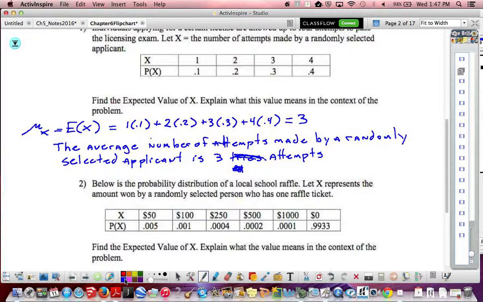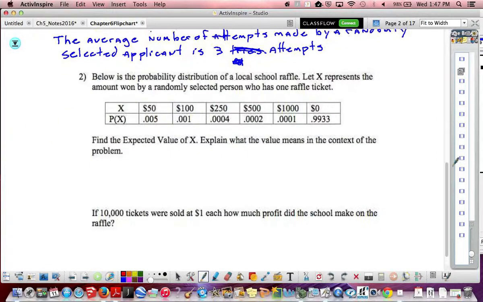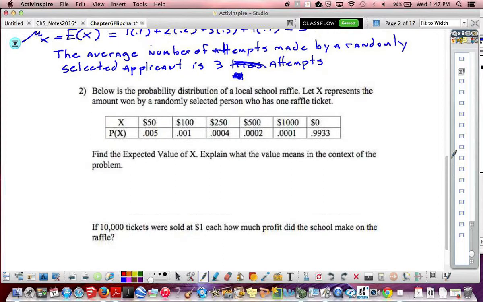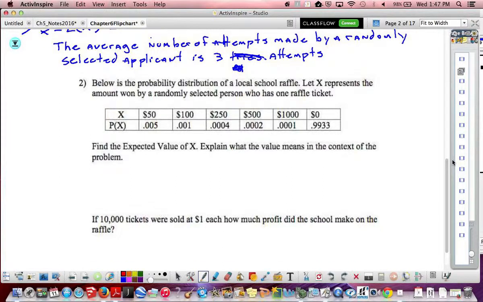All right, number 2. Sorry, I know I go a little fast. Below is the probability distribution of a local school raffle. I like talking about school raffles, don't I? Let X represent the amount won by a randomly selected person who has just a single raffle ticket.